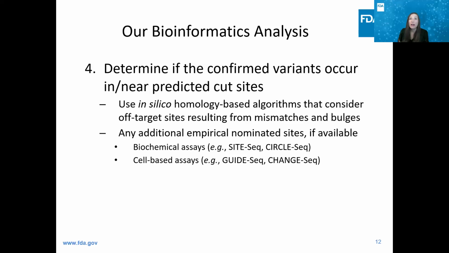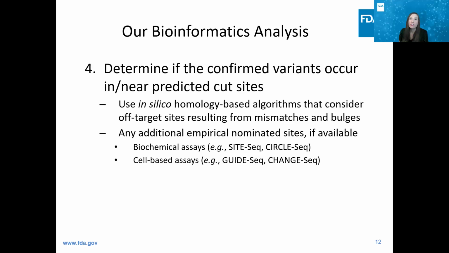The fourth step of our analysis is to determine if the confirmed variants occur in or near predicted cut sites. This can be performed using an in silico homology-based algorithm that considers off-target sites resulting from mismatches and bulges between the guide RNA and the host genome. We also consider additional empirically nominated sites, if available, from sponsor-submitted biochemical assays such as SITE-Seq, CIRCLE-seq, and cell-based assays such as GUIDE-seq, CHANGE-seq.